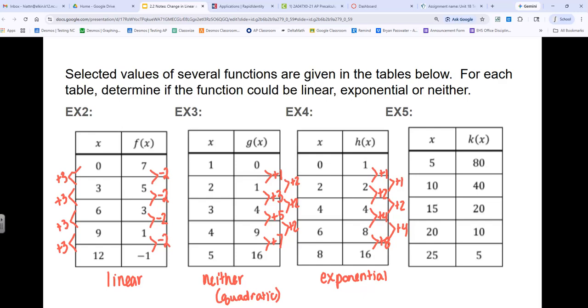Let's look at one where we are decreasing, right? So equal length input value intervals, we're going up by 5 for our x's. So we can say this is down 40, down 20, down 10, down 5. Definitely not linear. If I do it again, I get down 20, down 10, down 5, down 10, down 5. Yes.